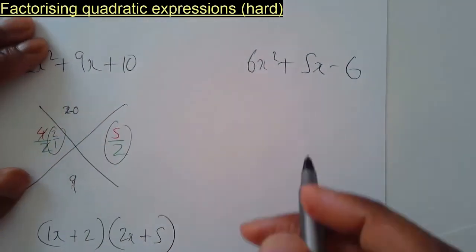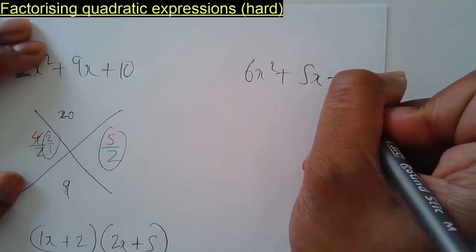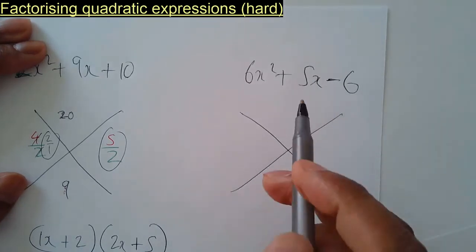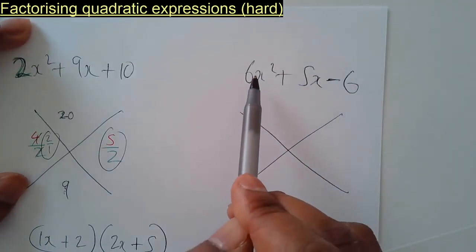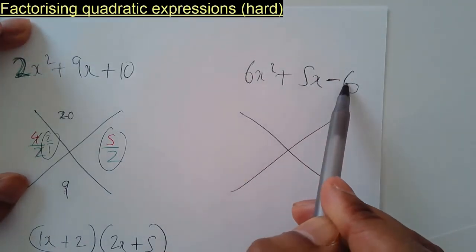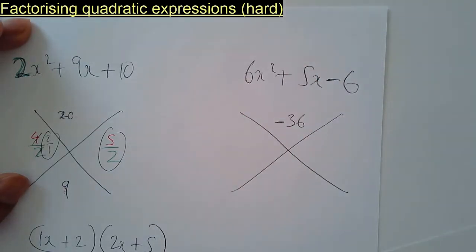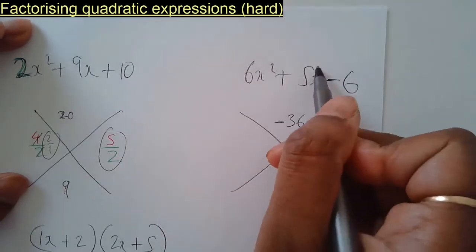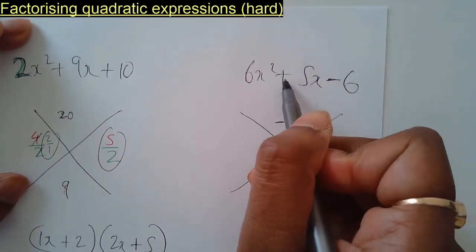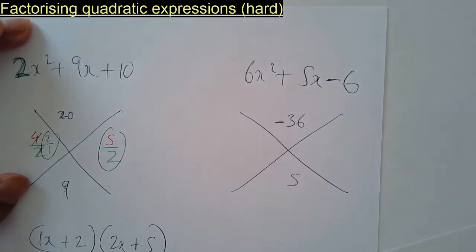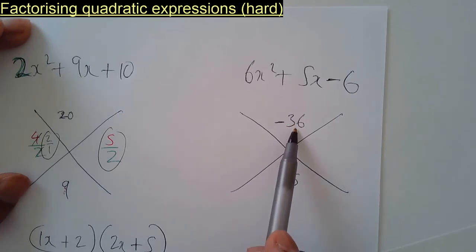Right, let's do a slightly more difficult one with a negative. Step 1, multiply the first number with the last number. 6 times negative 6, negative wins. Now copy the middle number. The middle one is positive 5, so just put 5. Now what two numbers multiply together to give you minus 36, but when added together to give you positive 5?